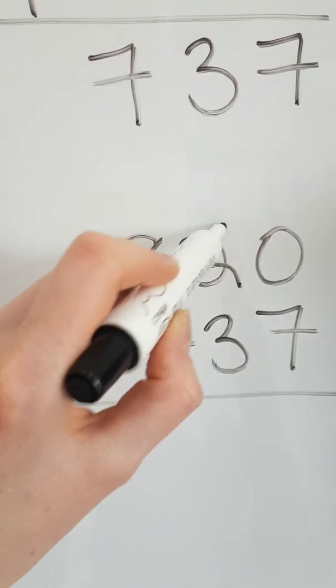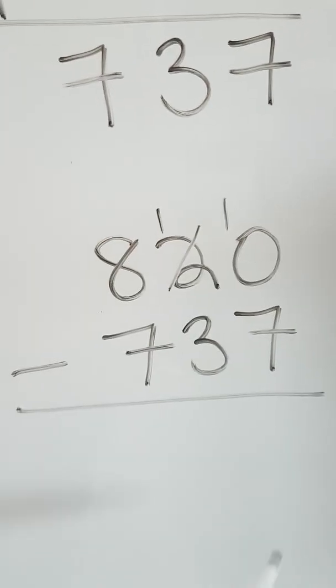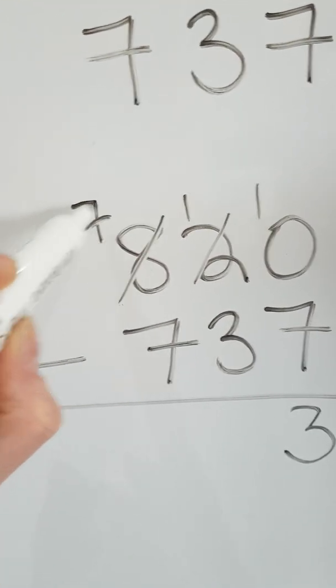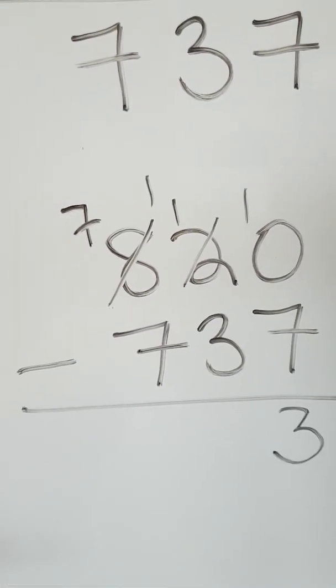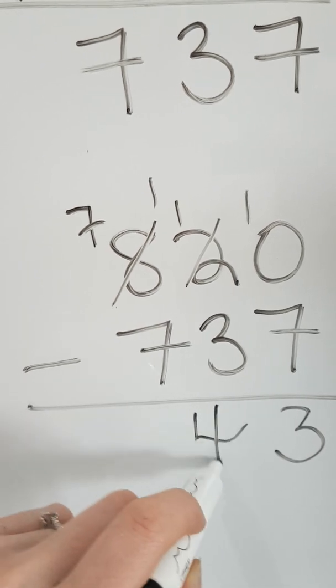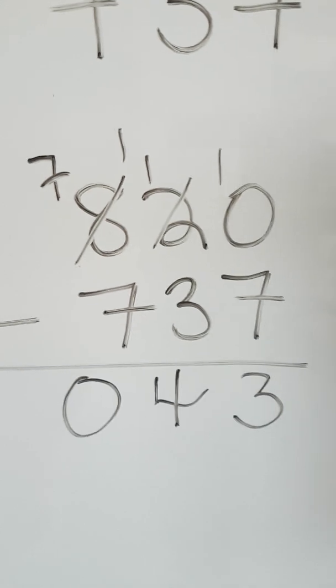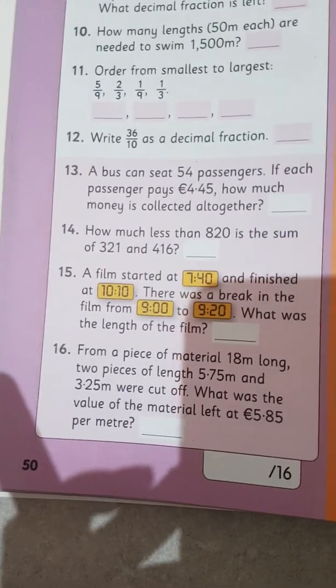So 0 take 7 we can't do, so we must borrow. 10 take 7 is 3. 1 take 3 we can't do, so we're going to borrow again. And then 11 take 3 would be 4. And then 7 take 7 is 0. So your answer there is 43.